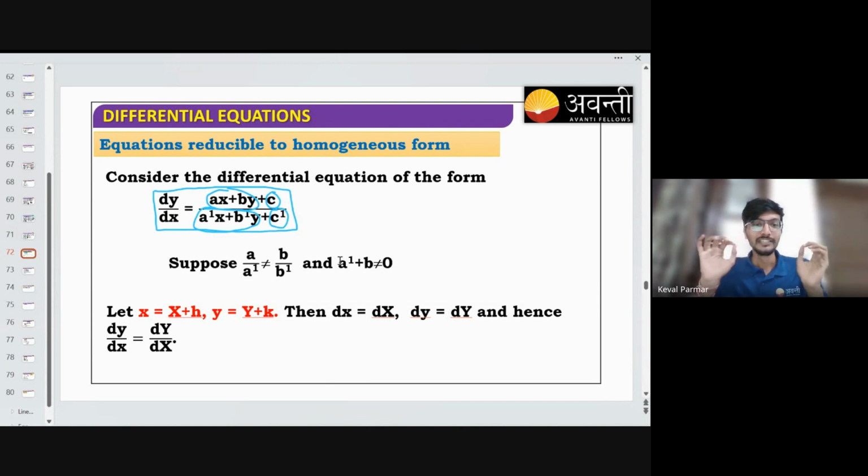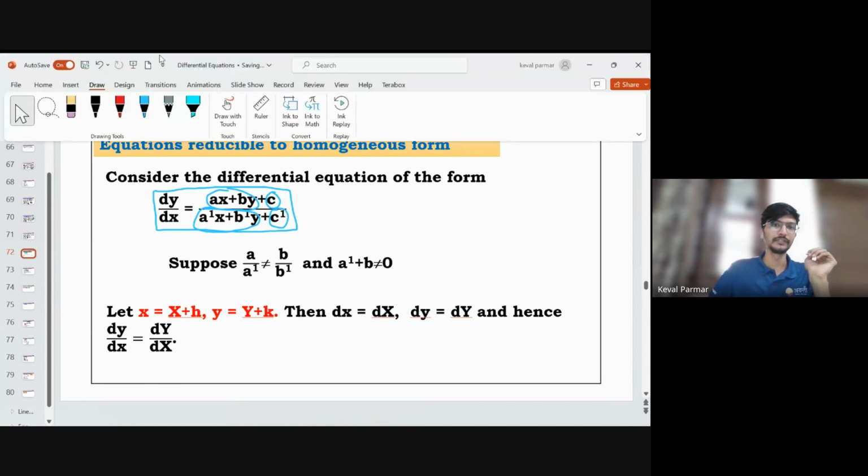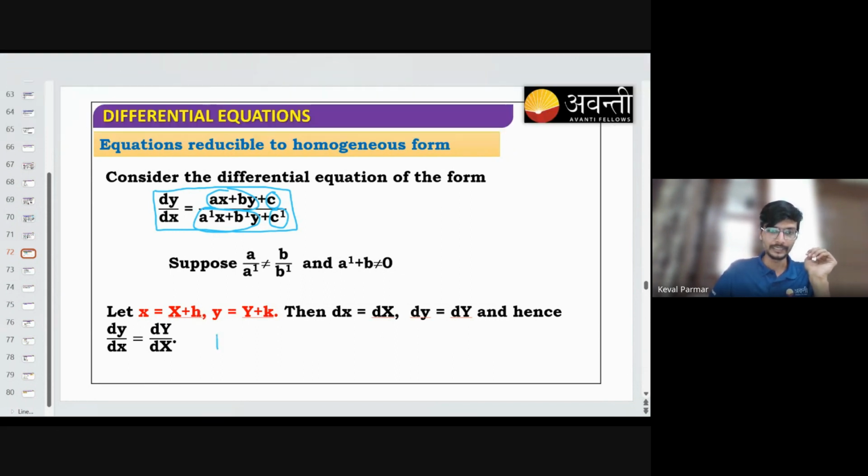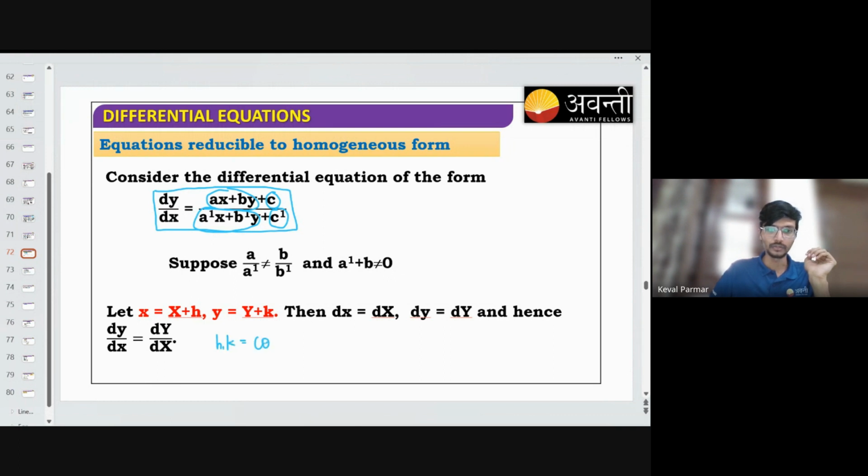Does it ring a bell? So basically here we are doing the same. We are basically shifting the origin if we consider the coordinate geometry part. But let's not go into that. The substitution is the same as shift of origin. So here h and k are constants. Correct? So if I differentiate with respect to x, I'll get dx equals dX and dy equals dY. I hope it is clear.